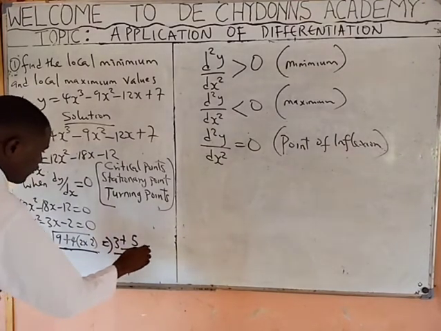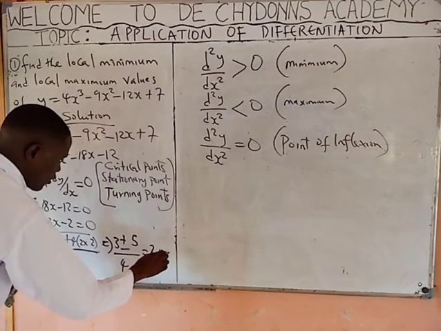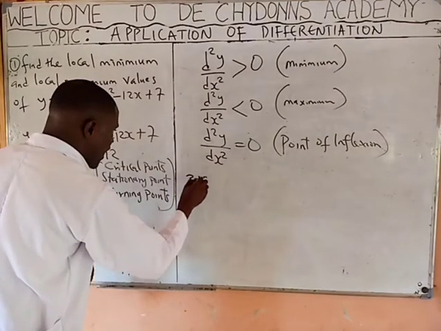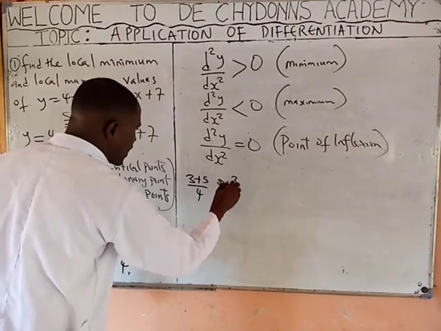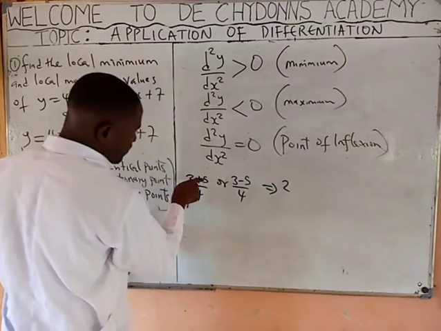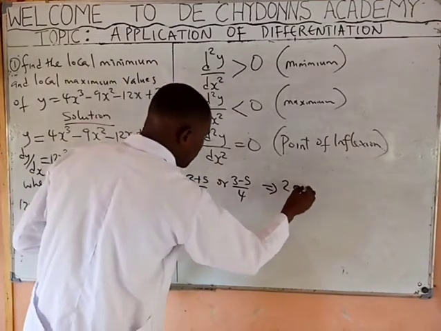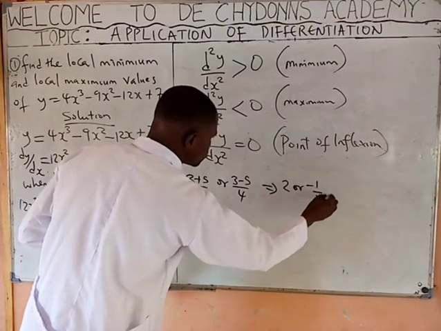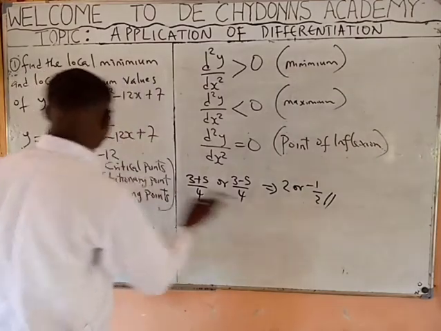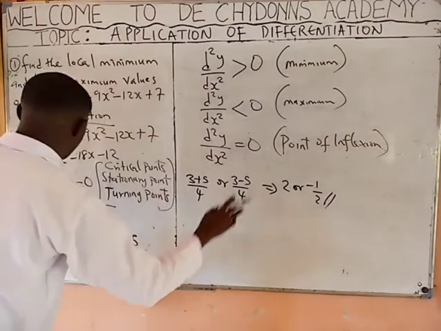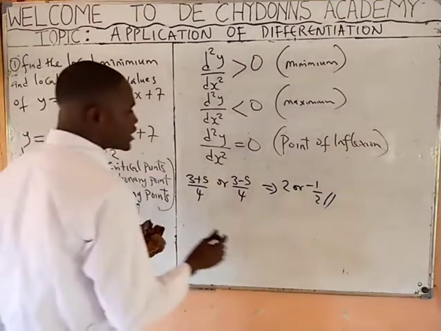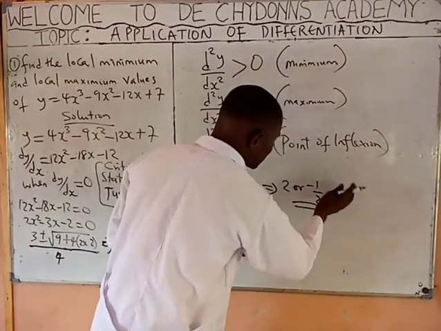That gives us 3 plus 5 all over 4, or 3 minus 5 all over 4. That will give us 8 over 4, which is 2, or minus 2 over 4, which is minus 1 over 2. So these are the critical points of this function, that is the values of x when dy/dx is equal to 0. After getting your critical points, just write them down.